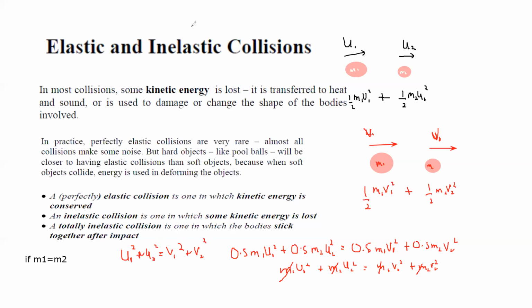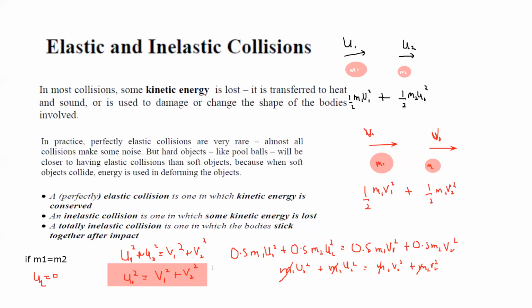And if the initial velocity of the first object is 0, it means a stationary object collided with a moving object. So if one of them is 0, either u1 is 0 or u2 is 0, I can say u1 square is equal to v1 square plus v2 square. Now this formula is important. You can see here, this formula is the same as the Pythagoras theorem, in which we say hypotenuse square is equal to base square plus perpendicular square. So what does it mean?